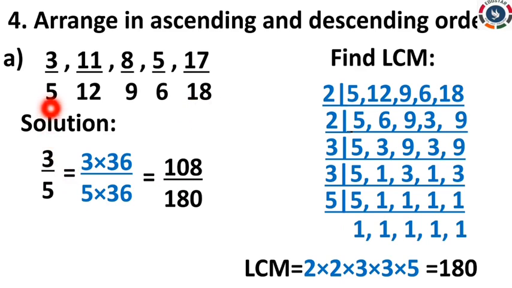So the first fraction taken is 3 by 5. So what do you multiply by 5 to get 180? That is 36. So you multiply by 36 both the numerator as well as the denominator. So 3 into 36 is 108 and 5 into 36 is 180.